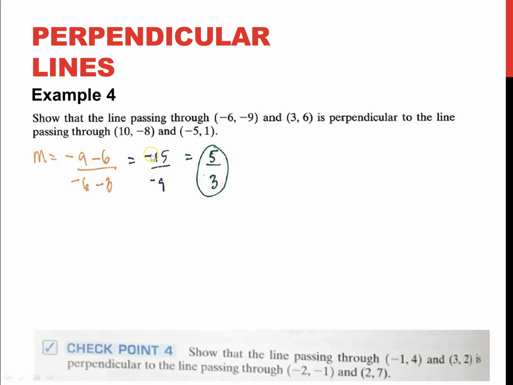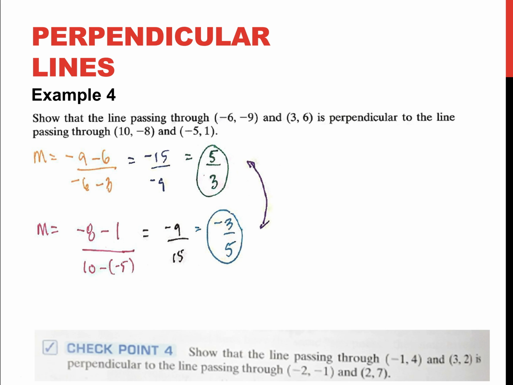So I'm going to take the second set of points. I have -8 minus 1 and 10 minus -5. And as you see me solve, I get -9 over 15, which reduces to -3/5. Okay, so this is different than parallel lines.